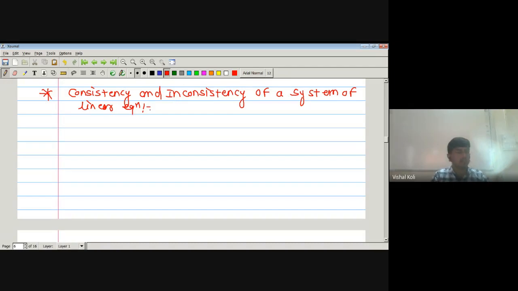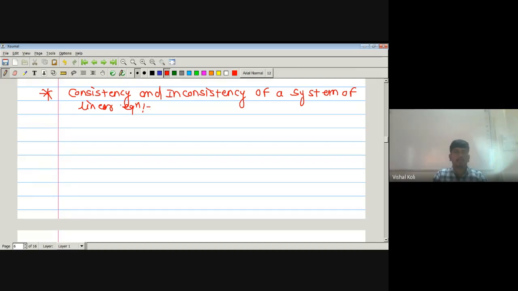First we will see when the given system of linear equations are consistent and when they are inconsistent. The given system of linear equations is said to be consistent if it has one or more solutions. That is, if it has a solution, they are consistent. Otherwise, they are called inconsistent.